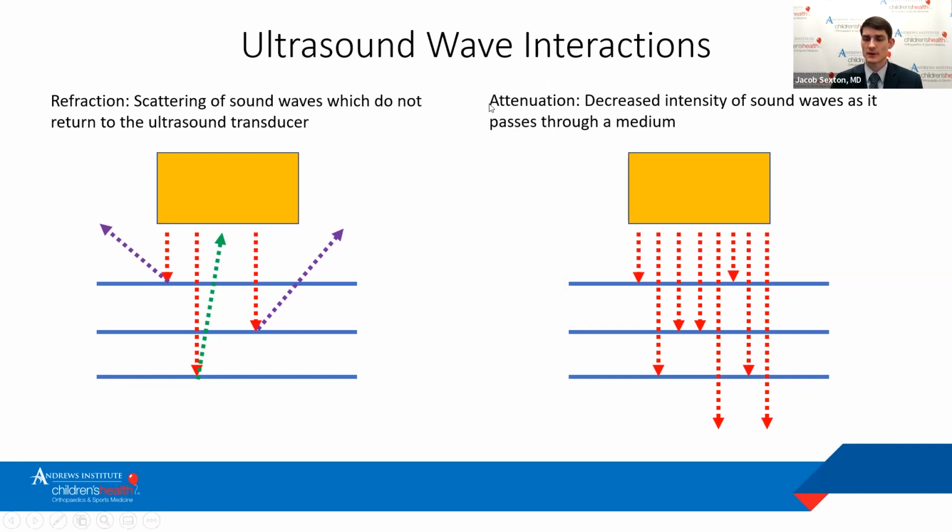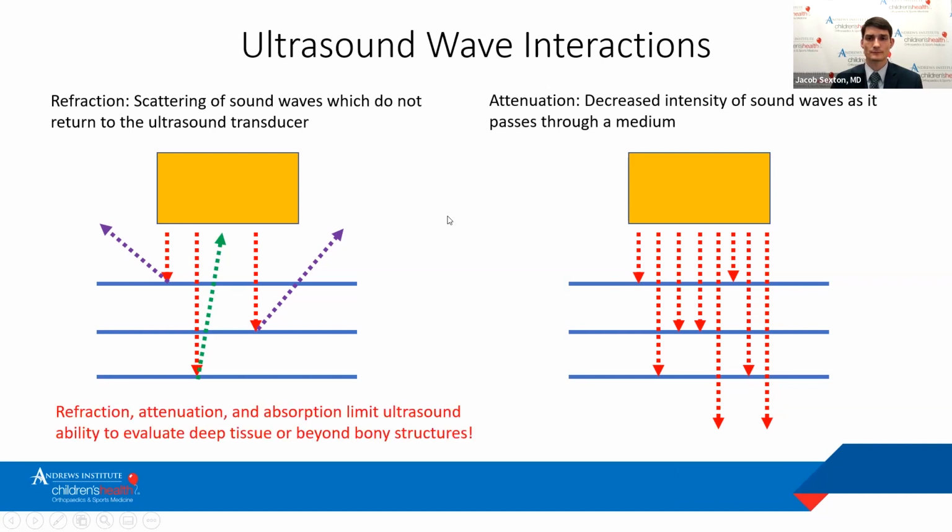Then attenuation, as we described earlier, is the decrease in intensity of the sound waves as they pass through a medium. As it goes through each tissue interface, you're going to lose a certain number of sound waves with each one of those, and eventually the penetration cannot go any further. That's at the end range when you get down to the 4, 5, 6 centimeter mark for most anatomical structures. Remember that refraction, attenuation, and absorption all limit ultrasound's ability to help evaluate those deep tissues or bony structures beyond.